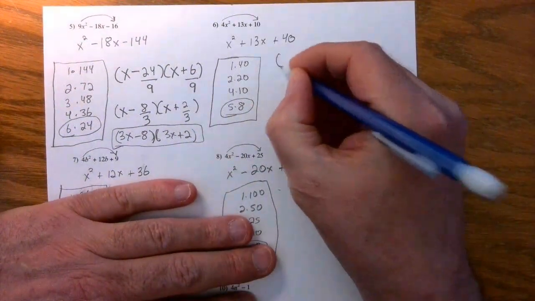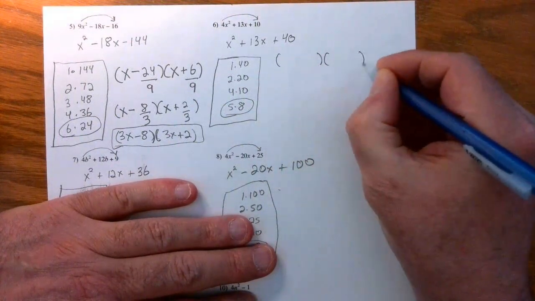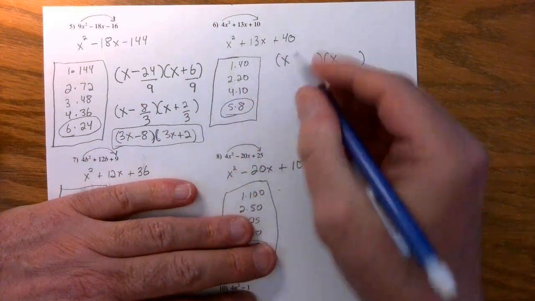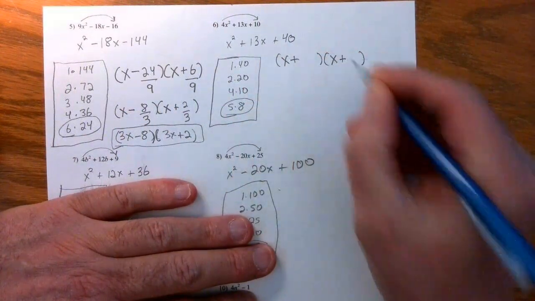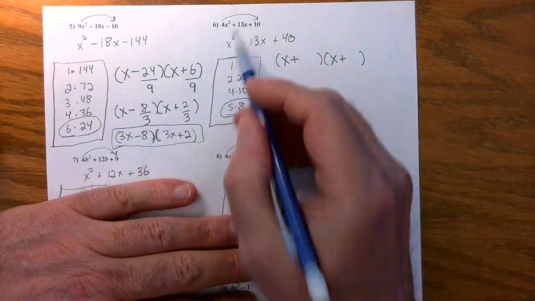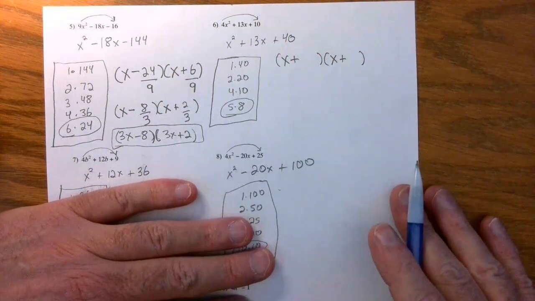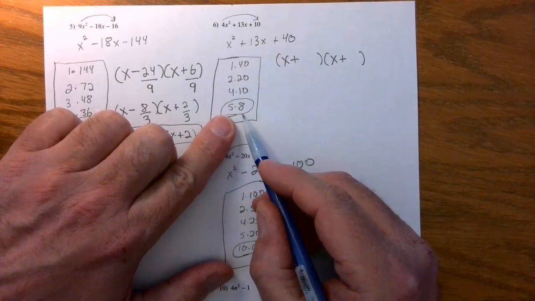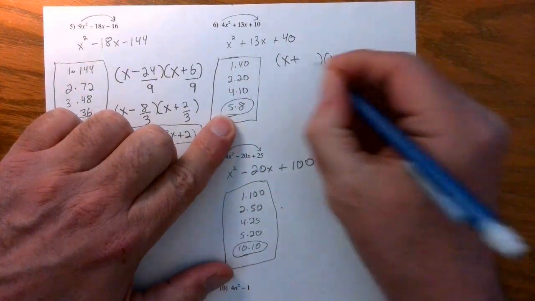So go ahead and make your brackets. Put the x right here. They're both plus. Remember, if they're both minus, that doesn't mean they're both minus. All right, the two numbers are 5 and 8. Again, I like to put the 5 here and the 8 here.